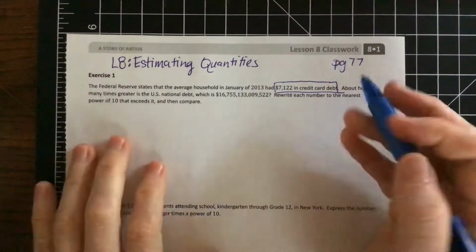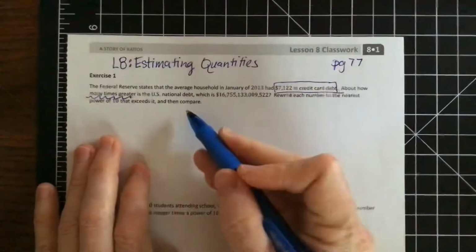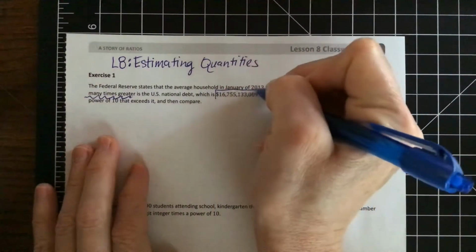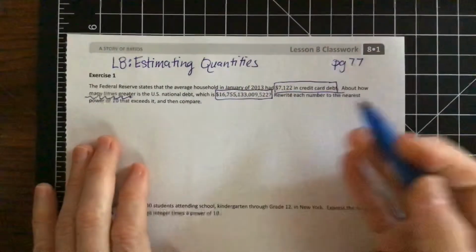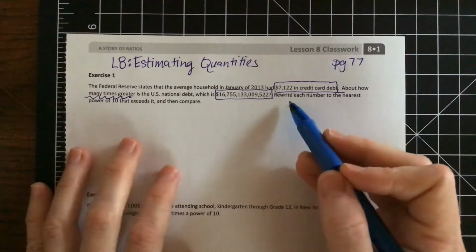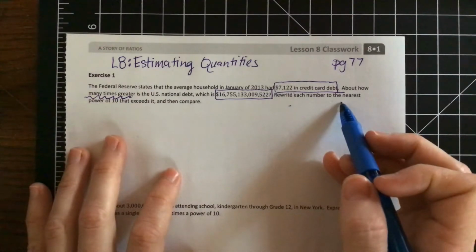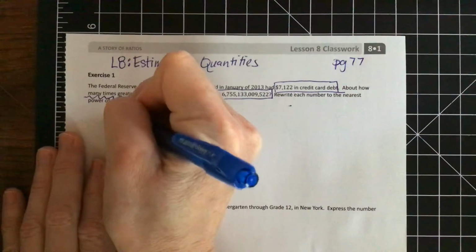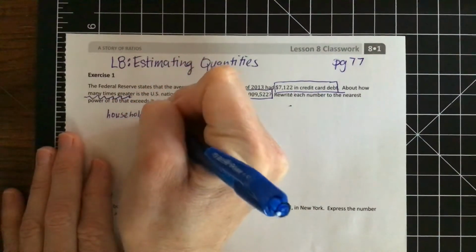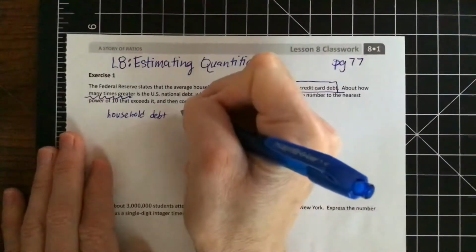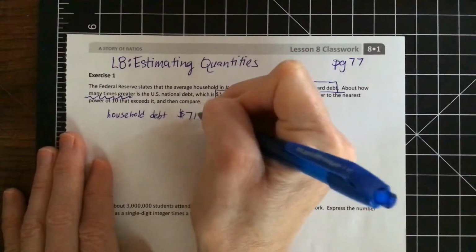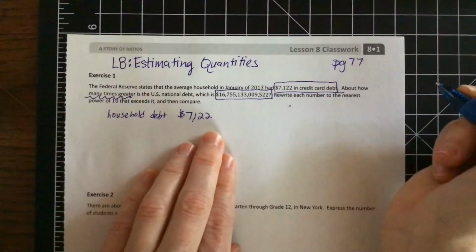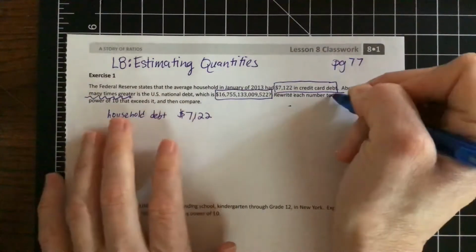About how many times greater is the U.S. national debt, which is 16 trillion something, okay? It's in the 16 trillions. Rewrite each number to the nearest power of 10 that exceeds it, and then compare. So if we have the household debt, which was just the 7,122, we could say that it's to the nearest power of 10.